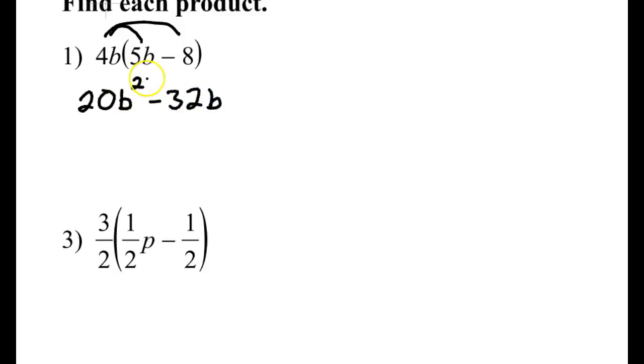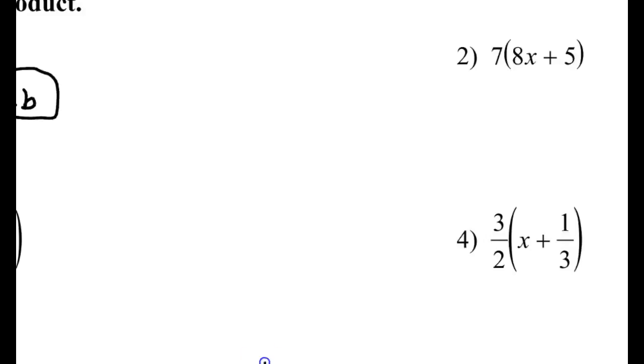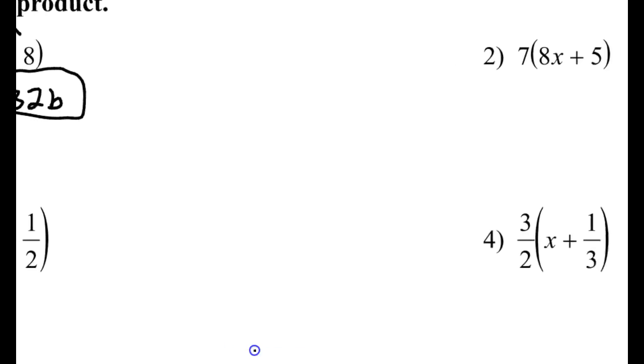Once again, these are different exponents. This is b to the second, this is b to the first. So those cannot be combined or added or subtracted, and you are finished. Knowing when to stop is just as important as knowing what to do. All right, go ahead and try number 2 on your own. Just jot it down, then check what's on the next slide.